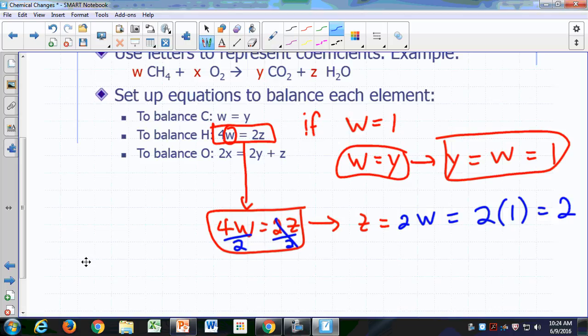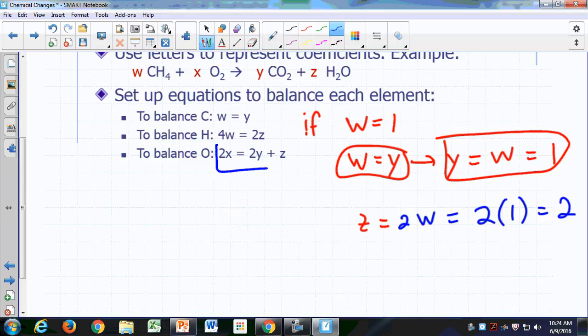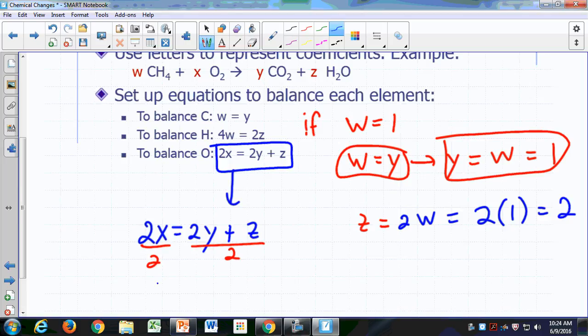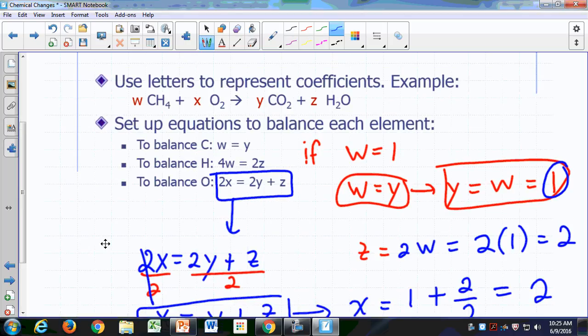Okay? So now I know W, Y, and Z. The only remaining unknown for me is X. So I look at this third equation right here to balance oxygen. I want to solve for X, so I can say 2X equals 2Y plus Z. Divide both sides by 2. Okay, and so that gives me X equals, the 2 cancels out here. 2Y over 2 is Y, plus Z over 2. So X is equal to Y, which is 1, plus Z, which is 2, over 2. That's 1 plus 1, that's 2. X equals 2. So now, if I assume W is 1, then my X is going to be 2, my Y is going to be 1, and my Z is going to be equal to 2. So the coefficients of 1, 2, 1, and 2 would give me a balanced equation.